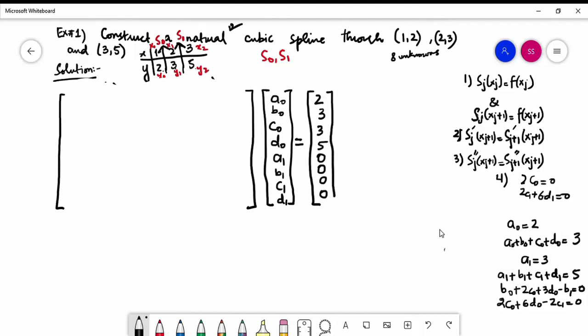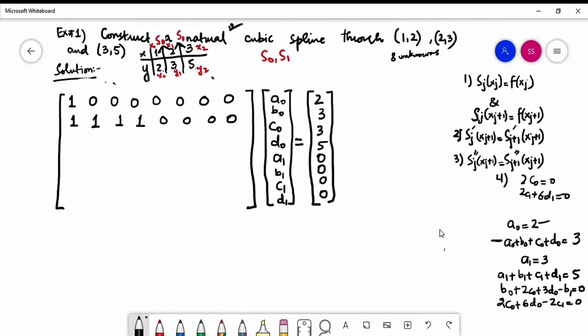Now I would go towards the coefficient matrix. This is the first equation, which means a0 has the coefficient 1, b0 has the coefficient 0, c0 has the coefficient 0, d0 has the coefficient 0, and likewise a1, b1, c1 and d1. This is equation number 1. In the second equation, a0, b0, c0 and d0 each have the coefficient 1, and a1, b1, c1, d1 have the coefficient 0, equal to 3. Okay, done.